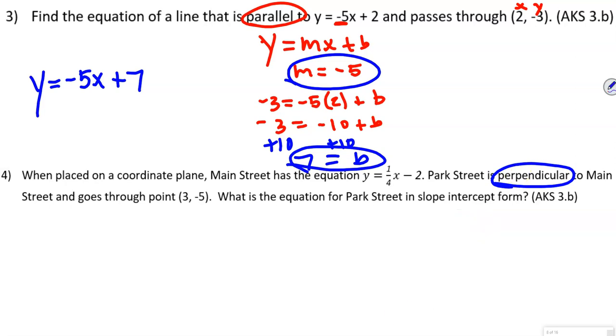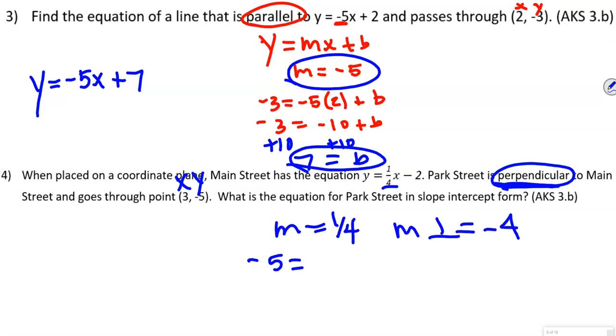So once again, we're going to pull our slope, which is right there. So m equals 1/4. There's my x value, there's my y value. Plug in those again into the equation y equals mx plus b. So our y is negative 5. And then we're doing the perpendicular slope. Okay, you see the perpendicular slope right here? So we're going to say m perpendicular is going to be negative 4, right?